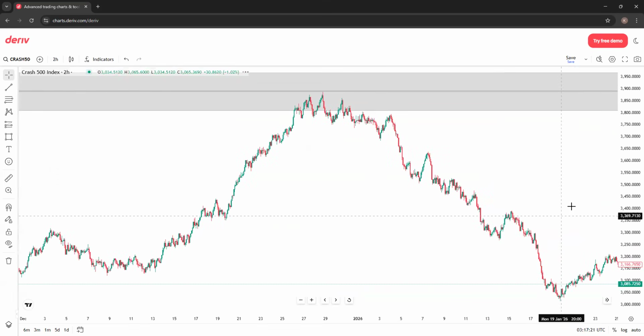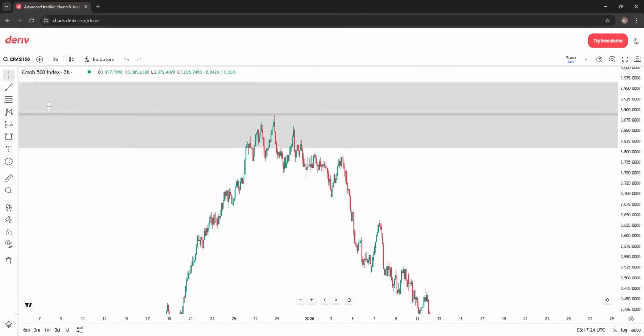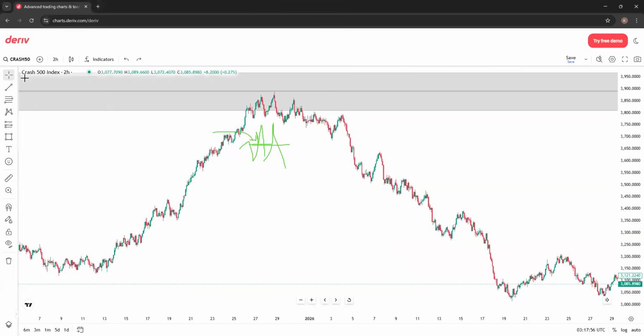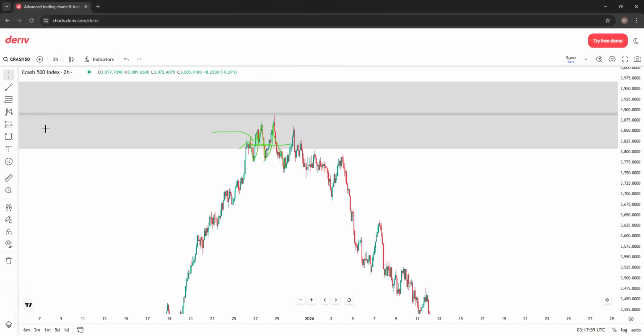I'll show you as well where I would have taken my entry. If we go to our 2 hour time frame, what you see is we had this market structure: a low, a high, a low, a high, and a low. We had our first change of character here. We failed to come and take out this high. And the moment we had our first change of character, this is where I would have taken my first entry, just after this full break. Let me show you the full break that I mean. The full break that I mean is here.